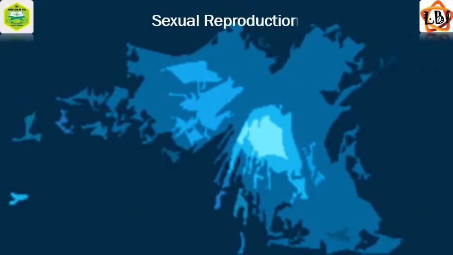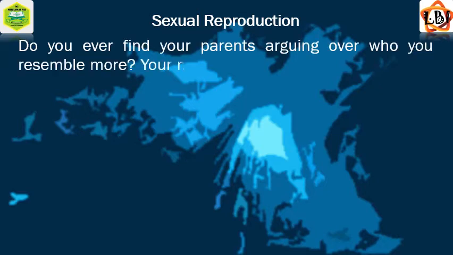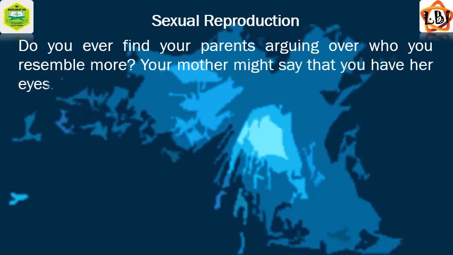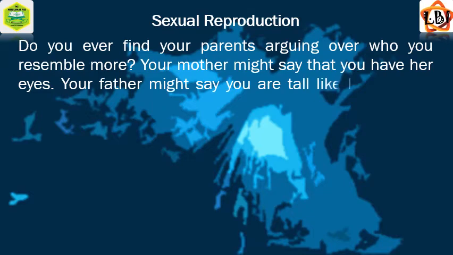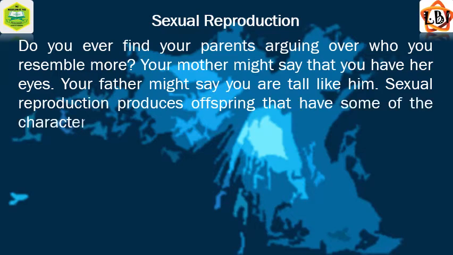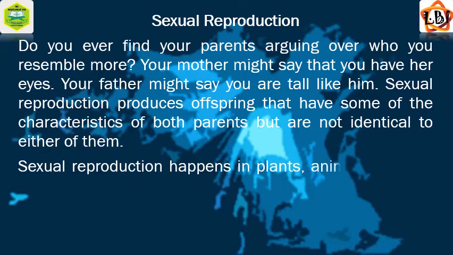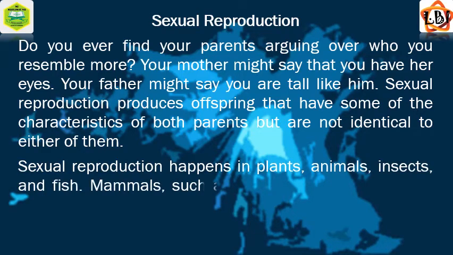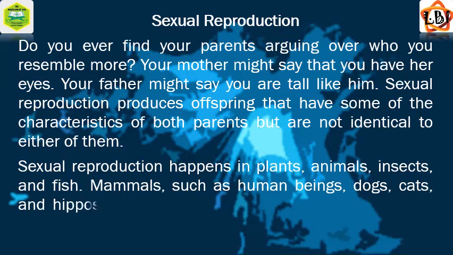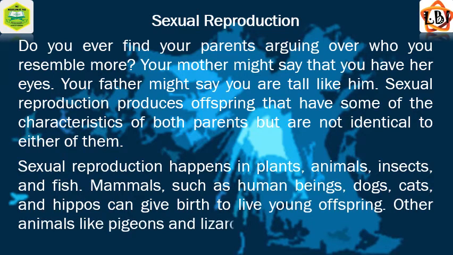Sexual reproduction. Do you ever find your parents arguing over who you resemble more? Your mother might say that you have her eyes. Your father might say you are tall like him. Sexual reproduction produces offspring that have some of the characteristics of both parents but are not identical to either of them. Sexual reproduction happens in plants, animals, insects, and fish. Mammals, such as human beings, dogs, cats, and hippos, give birth to live young. Other animals like pigeons and lizards lay eggs.